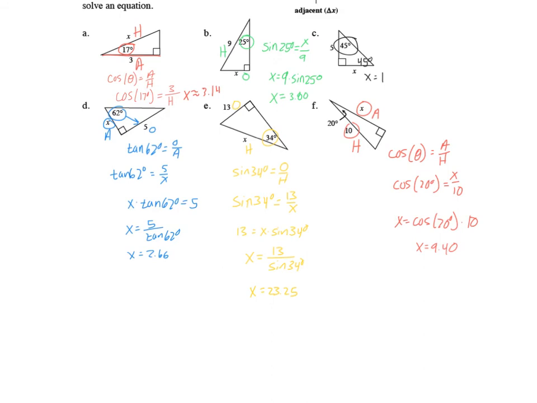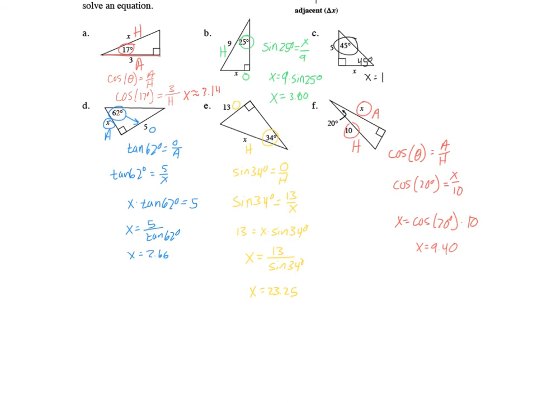Alright, you can take a look at how you did. For part B, just to set it up again, I chose the sine function because I have two side lengths that are the hypotenuse and opposite, and so sine is the ratio of the opposite over the hypotenuse. So I set up sine of 25 equals x over 9. Solve, and I got 3.80.